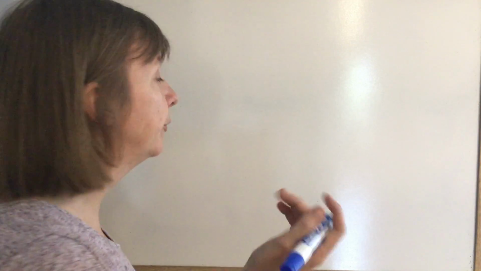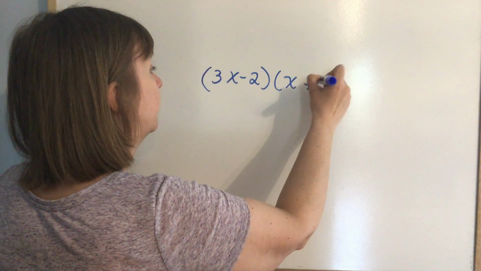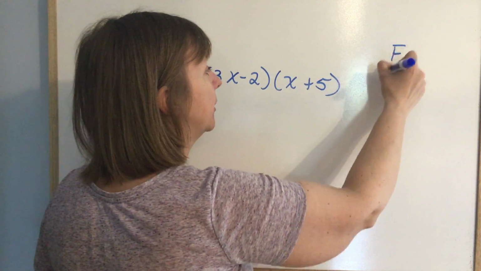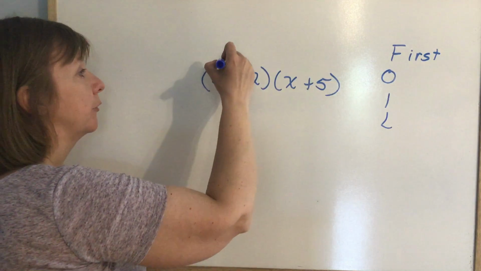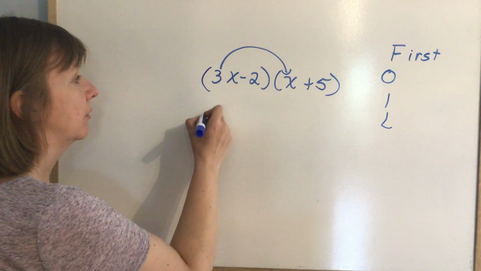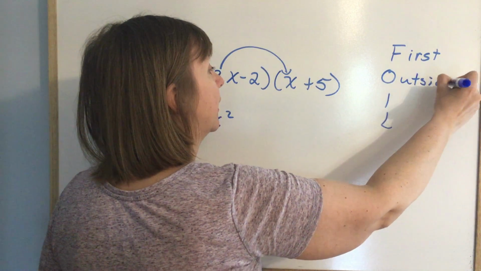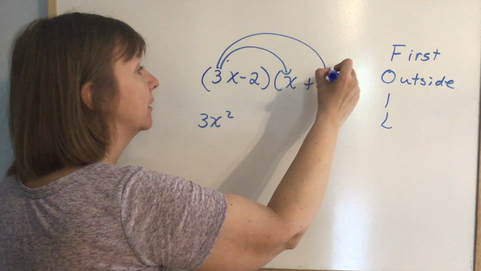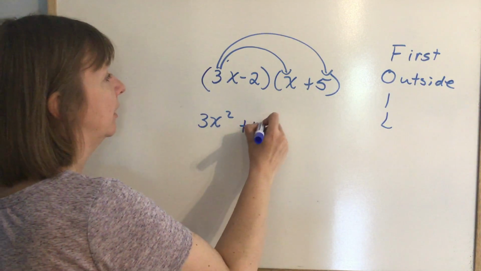FOIL. First, outsides, insides, last. So I don't care what I give you. If I give you 3x minus 2 and x plus 5, in order to multiply a binomial times a binomial, we use the acronym FOIL. And F stood for first. Multiply the first thing in this bracket with the first thing in this bracket, which gives me 3x squared. O stood for outside. The thing on the outside edge of this bracket with the thing on the outside edge, the furthest out on this one, which would be plus 15x.